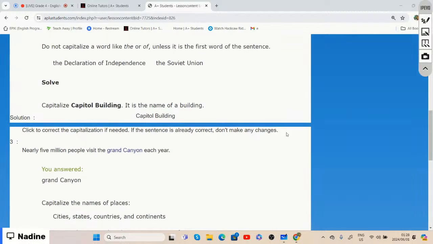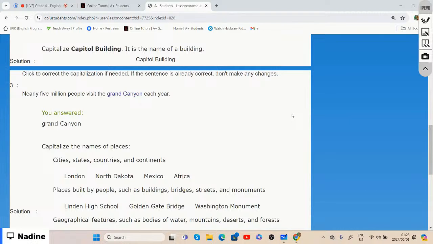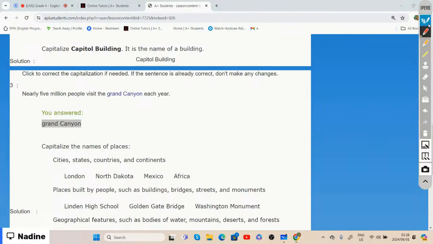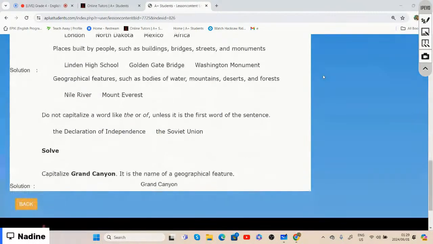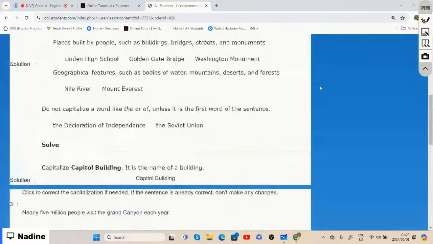All right, so we already see that Capitol building needs to be capitalized. Even here, if we look at this word Grand Canyon, then the word Grand also needs to be capitalized. Grand Canyon. So Grand needs to be capitalized. Canyon. All right. So now let's go to our test.